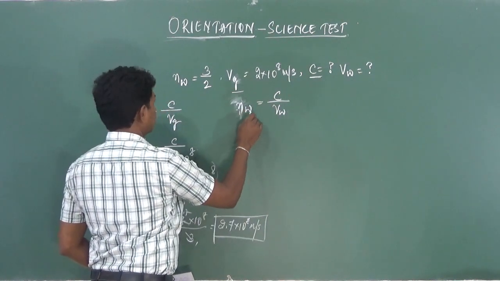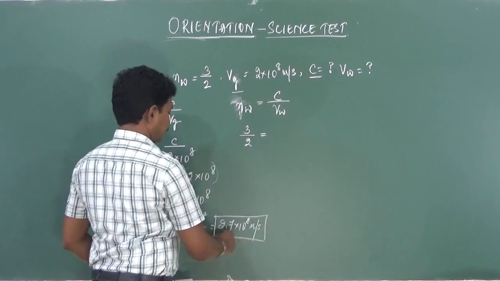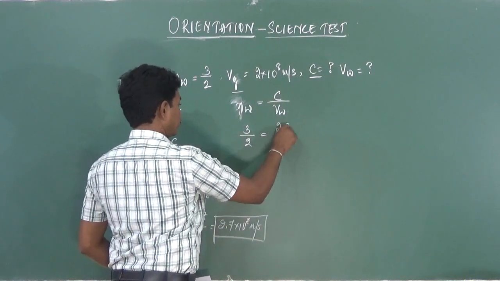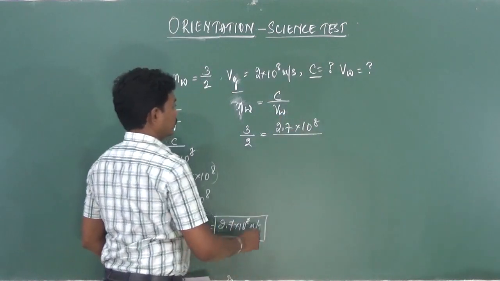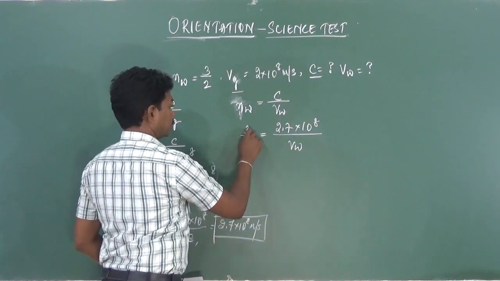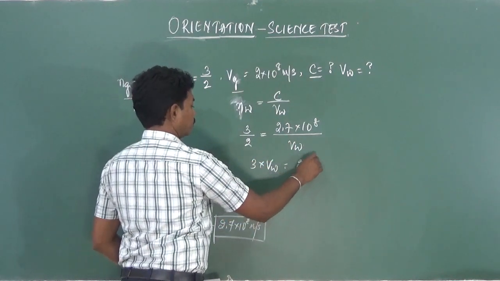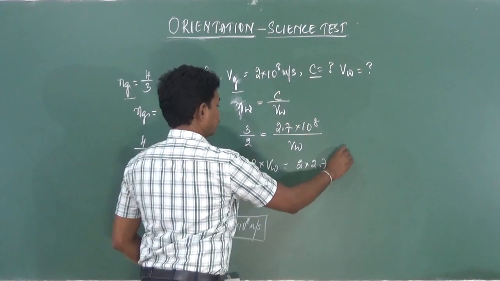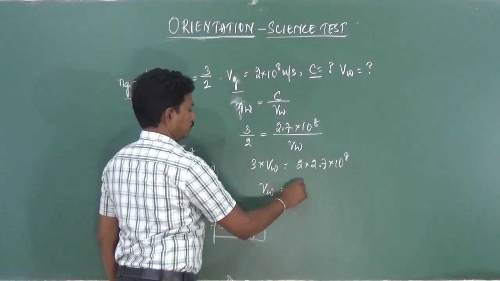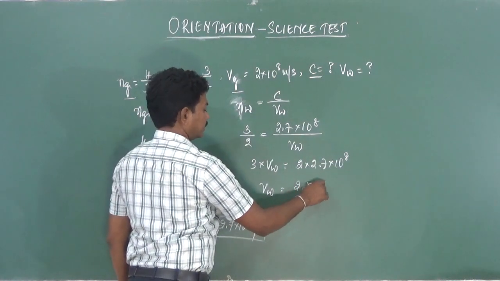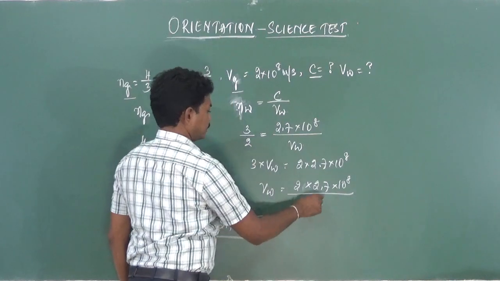So n_w = 3/2 is given, that is, n_w = c/v_w. We have just found it out: c is 2.7 × 10^8... So we have to find out v_w. So 3 × v_w is equal to 2 × 2.7 × 10^8. So v_w is equal to 2 × 2.7 × 10^8 divided by 3.